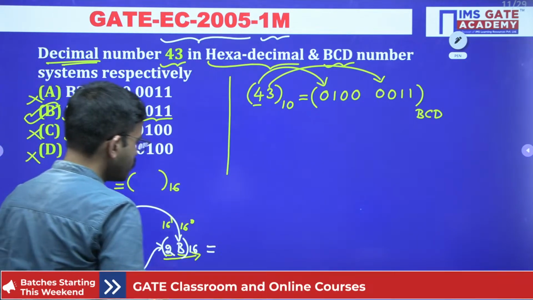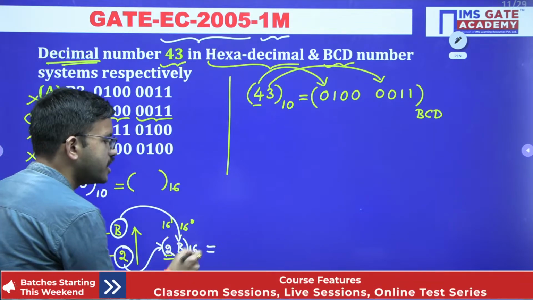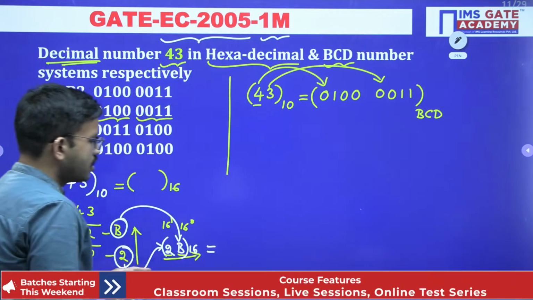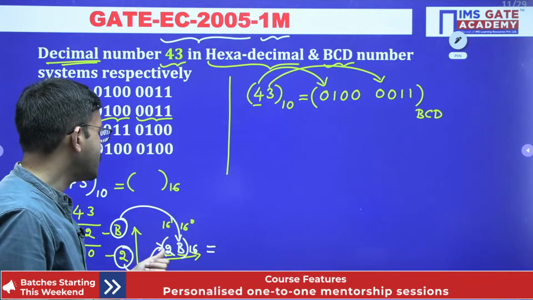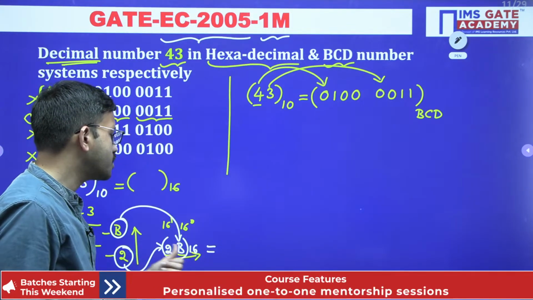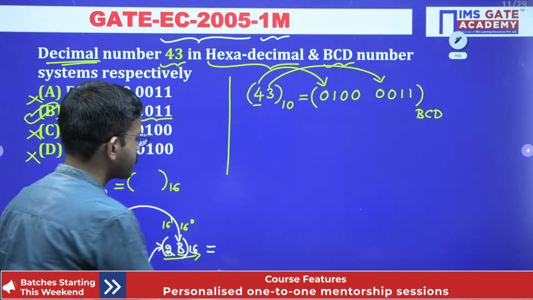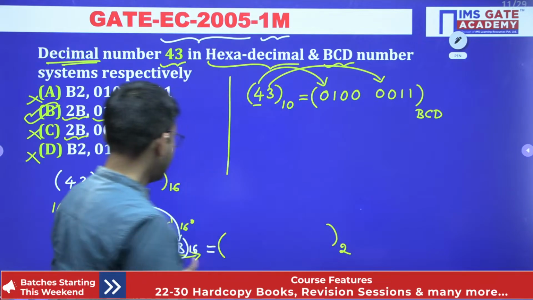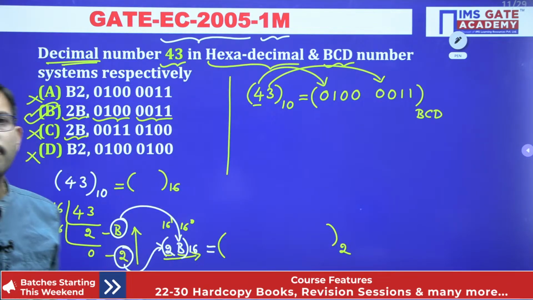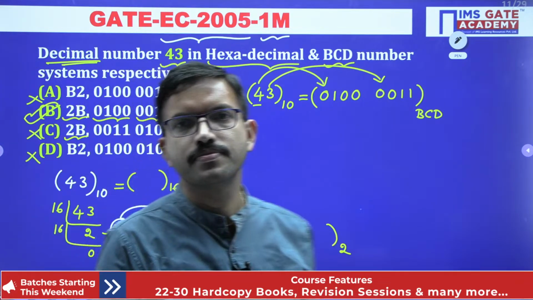In order to convert hexadecimal to binary, what is the first step? We have to represent each and every hexadecimal digit with how many bits?